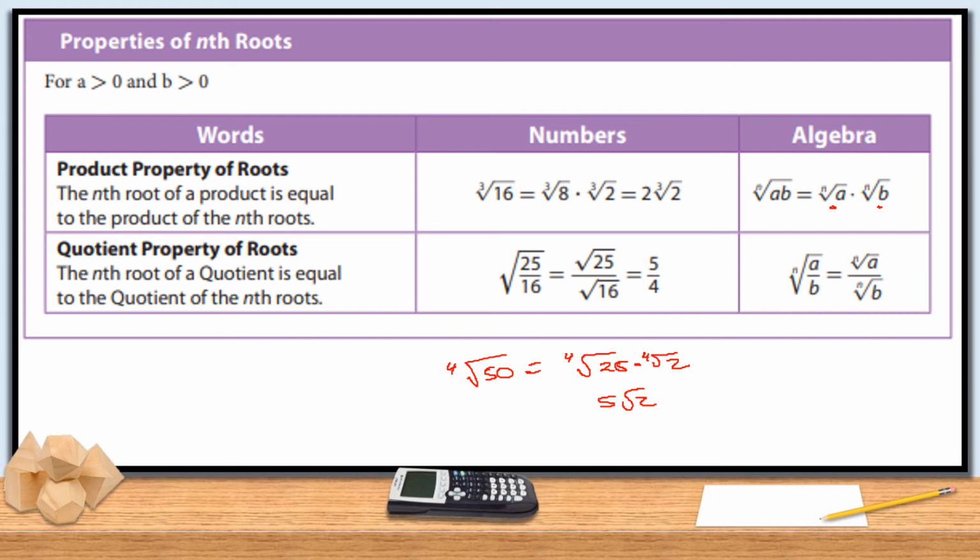And then same thing when you're dealing with fractions, you can split the fraction as well. So square root of 25 over 16, you can split it into square root of 25 divided by square root of 16 and then simplify it down. So just make sure you got those two rules added into your list of exponent properties that we want to memorize.